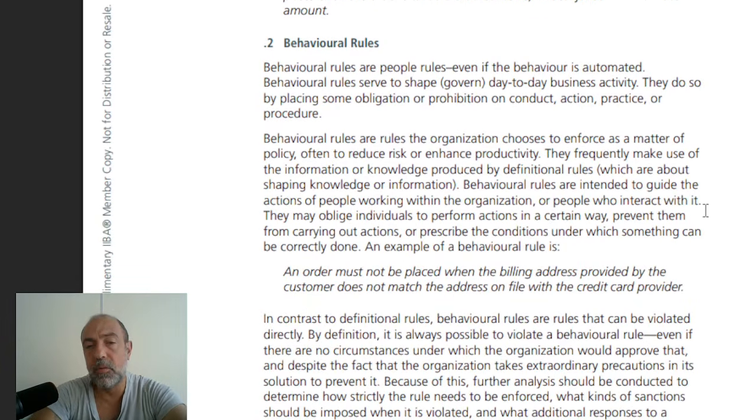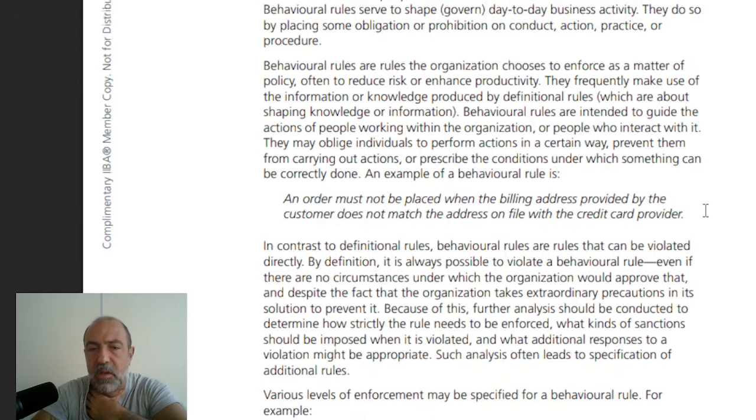Then we have behavioral rules. Our people's rules, even behavior is automated. Behavioral rules serve to shape and govern day-to-day business activities. They do so by placing some obligation or prohibition on conduct of action, practice, or procedure, of course. You can't do this, you can't do that.